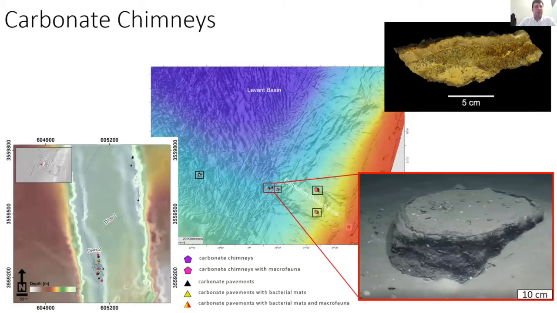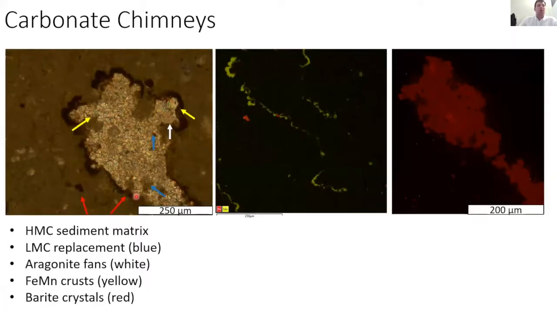So coming to the carbonate chimneys, we took a big sample of this huge solitary chimney, which was found within the Nile Channel. So in here, at the flanks, we could mainly find carbonate pavements. So we have a high magnesium calcite sediment matrix again, and then low magnesium calcite replacements around here, and then aragonite fans growing around. And this low magnesium calcite replacement is luminescent compared to the non-luminescent aragonite and the non-luminescent matrix around.